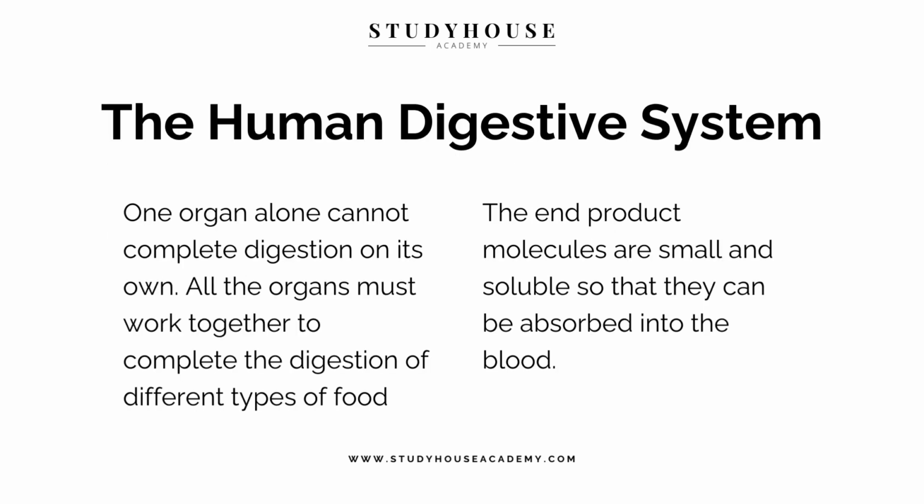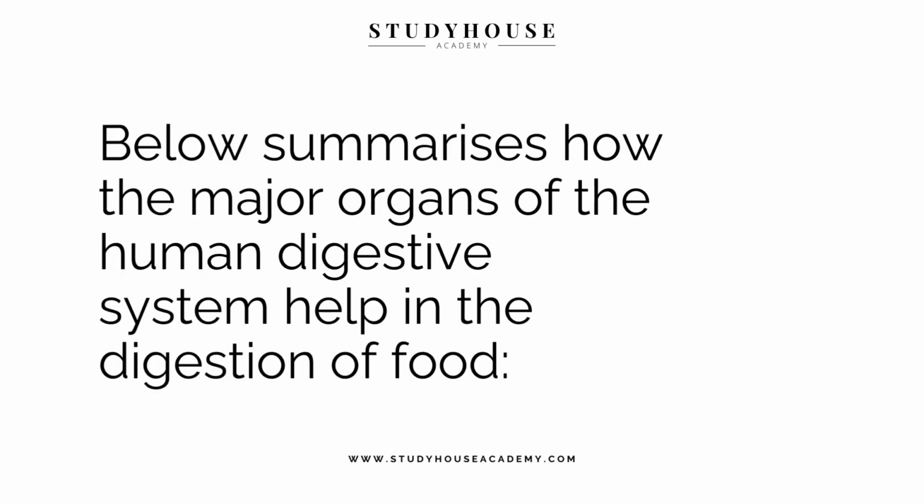The human digestive system. One organ alone cannot complete digestion on its own. All the organs must work together to complete the digestion of different types of food. The end product molecules are small and soluble so that they can be absorbed into the blood. Below summarizes how the major organs of the human digestive system help in the digestion of food.